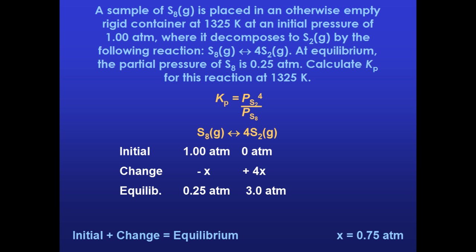So we take that 0.75 atmospheres and we multiply it by 4 to account for the 4 S2 molecules being made, and that gives us a partial pressure at equilibrium of S2 of 3.0 atmospheres. When those two values are then substituted back into our equilibrium expression, we get that the equilibrium constant is 320, which means that the reaction favors the products to a large extent, and that makes sense with the equilibrium partial pressures that we determined.